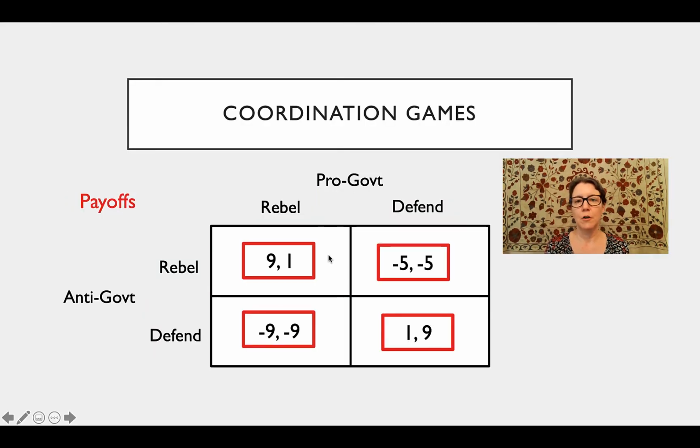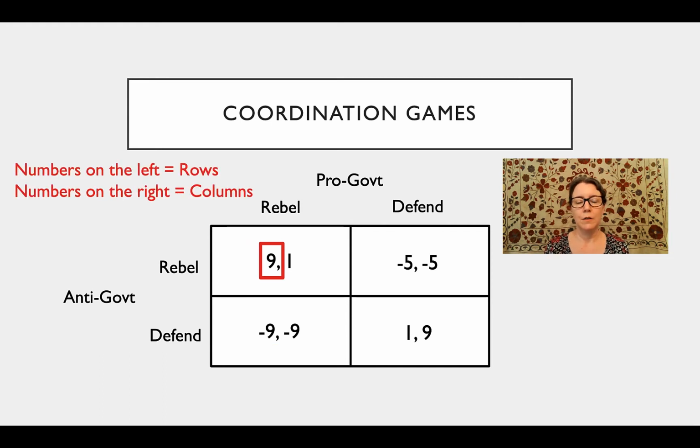The numbers represent the payoffs to all of the actors. A payoff is a symbolic representation of what they would actually get out of it. Would it be good for them, bad for them? What do they actually get? The first number out of the number pair represents the payoff to whoever's on the row. So in this case, the 9 is the payoff to anti-government forces if they rebel. The number on the right is the payoff to the actor in the column. So here, the 1 is the payoff to the pro-government forces if they rebel.